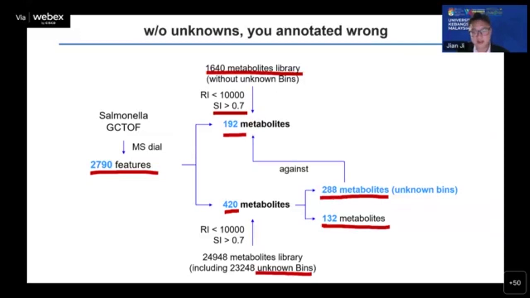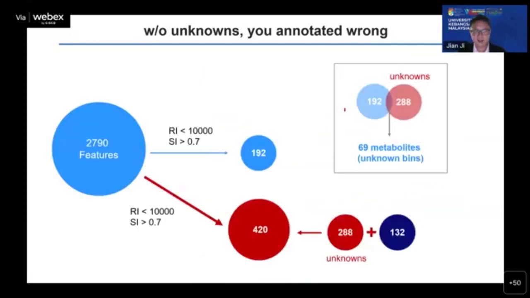So if we compare against the unknown beings with the 182 metabolites with names, you will see that 69 metabolites overlapped with unknown beings, which means they could be annotated as unknown beings, but we don't have it, so it was annotated as a second candidate. So let's see what happened there. Let's see what happened with the 96 metabolites overlapped with unknown beings.